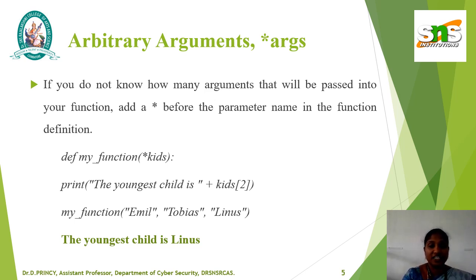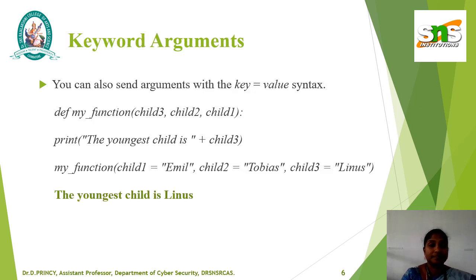Print the youngest child is kids of 2. 2 is the index, that is the third parameter. My_function email tobias linus. I passed 3 arguments because we are using the asterisk before the parameter name, that is arbitrary arguments. However many parameters we want, we can pass. So the youngest child is linus. Linus is kids of 2, where 2 means the third argument, linus.